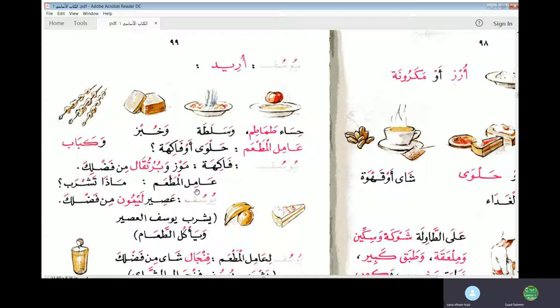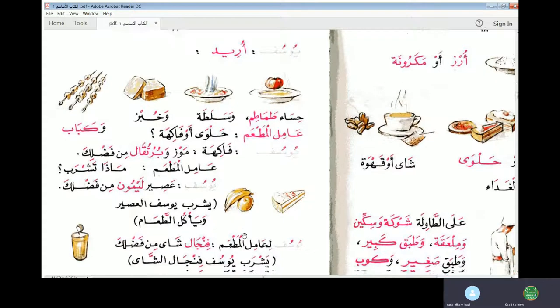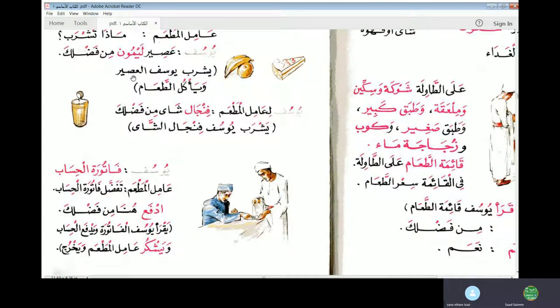Amil al mat'am, waiter: Maza tashrabu? What will you drink? Yusufu: Asiru limun min fadlik, lemon juice please. We say asiru limuni. Yashrabu Yusufu al-asira. Wa yakulut ta'am. Yusuf drinks the juice and eats the food.